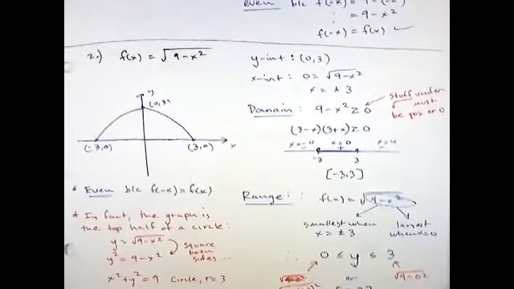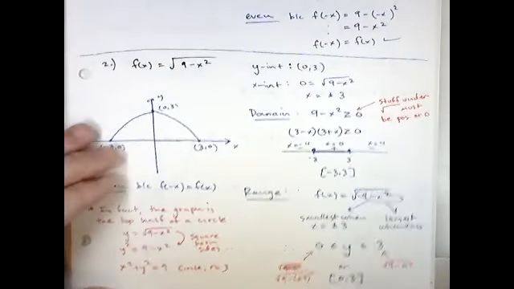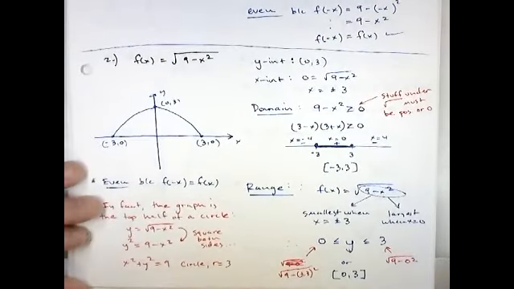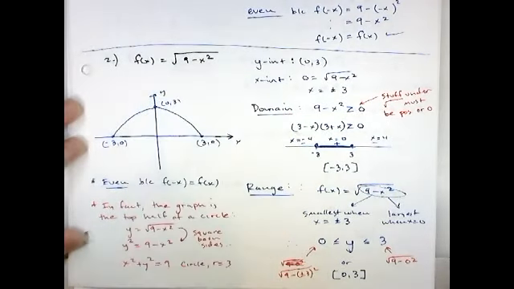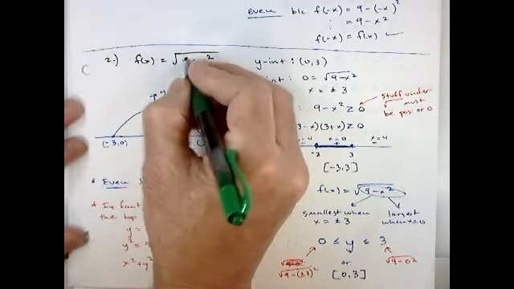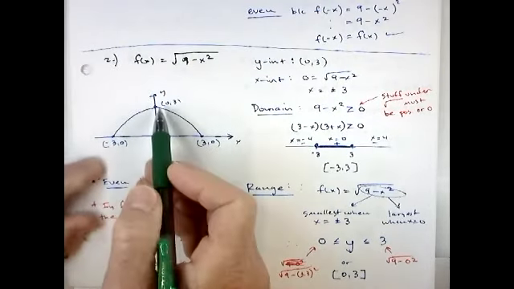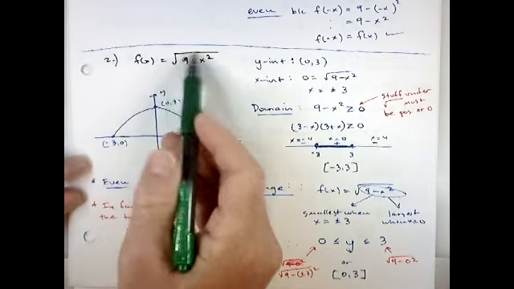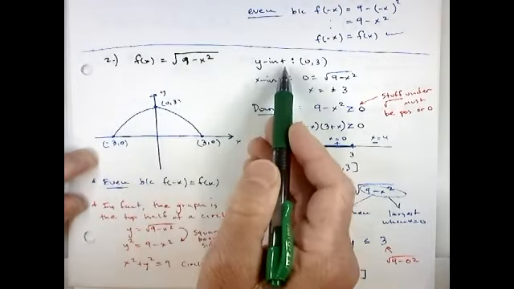A little more complicated here. All right, so this function, that's a 9. That's the square root of 9 minus x squared. I don't know if I made it worse there or not. If you're not familiar with that function, we can start by finding the y-intercept.